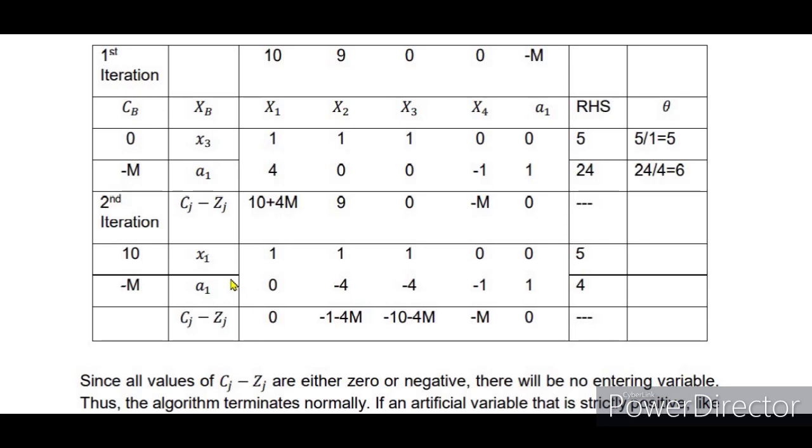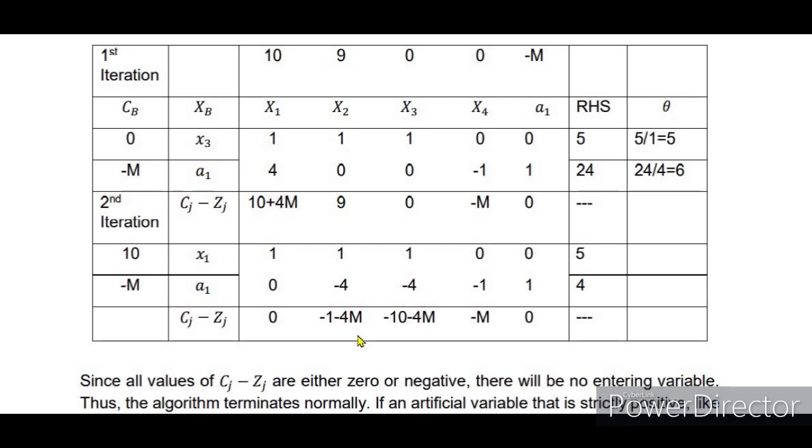Next, 10 times 1 is 10. Negative m times negative 4 is positive 4m. So 10 plus 4m is 4m plus 10. Now we will subtract it from 9. So 9 minus 4m plus 10 is equal to negative 1 minus 4m, or 4m minus 1.